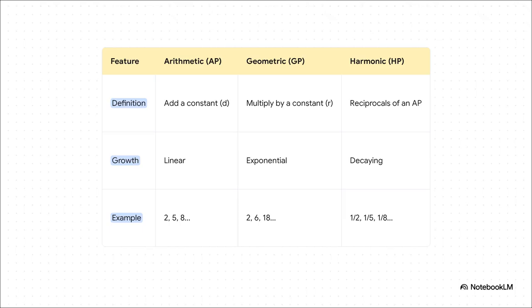But a geometric progression, or GP, uses multiplication, and that leads to explosive, exponential growth. Think of a viral video. Then there's the harmonic progression, or HP, which is kind of the weird cousin. It's a sequence made from the reciprocals of an AP, and it actually decays, getting closer and closer to zero.